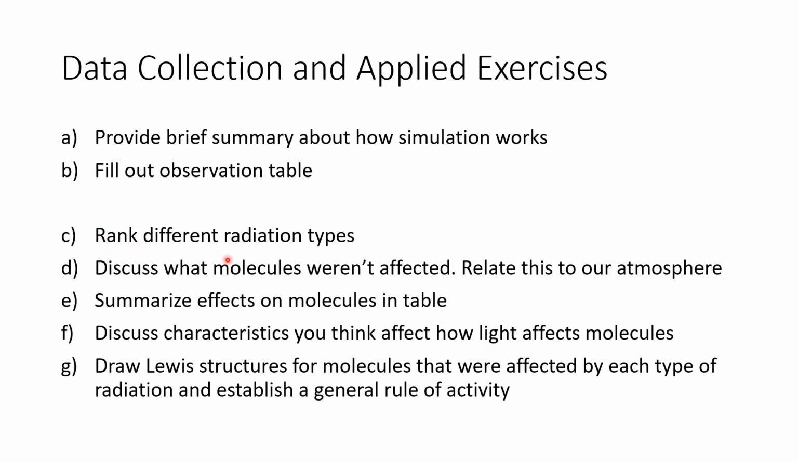So first you're going to rank the radiation type. By rank I mean from lowest to highest in terms of their energy, frequency, and wavelength. You can use that little light spectrum chart. That'll help you understand how you need to rank those. Next, you're going to discuss what molecules weren't affected, and you will also relate this to our atmosphere. So a lot of the molecules on that list are gases that happen to be in our atmosphere. So I'm going to let you make some interpretations right there.